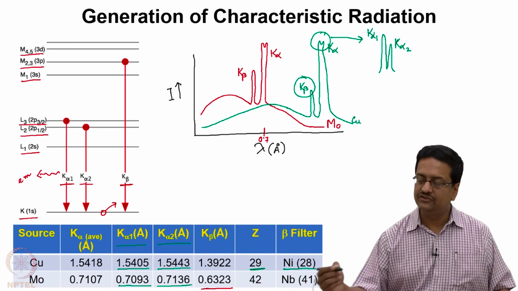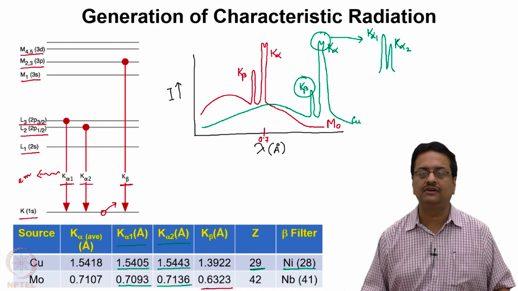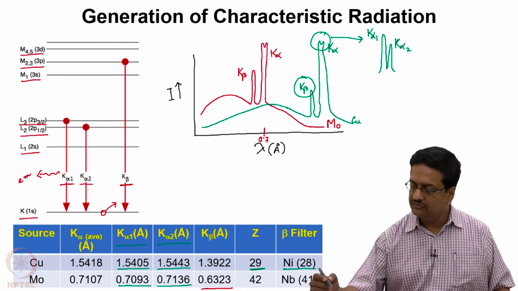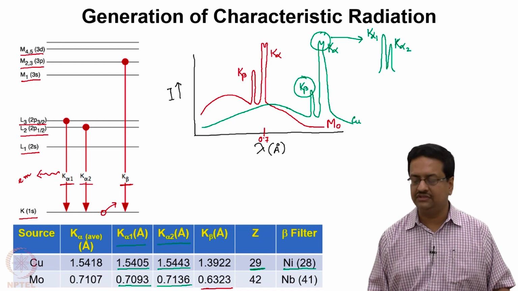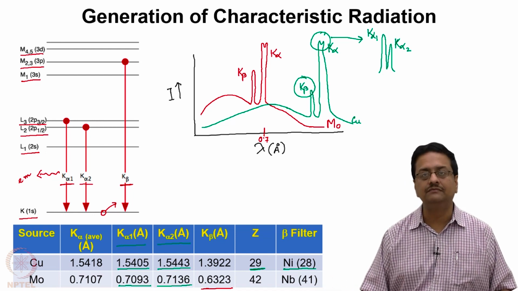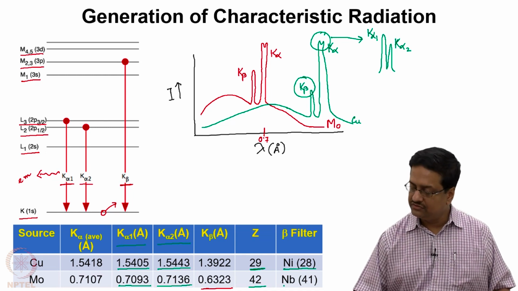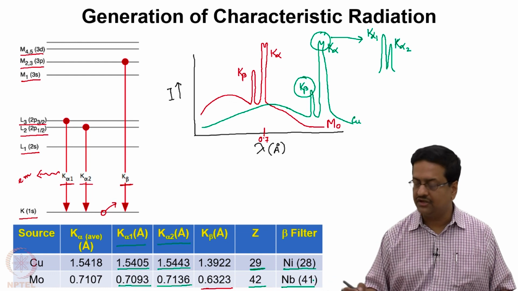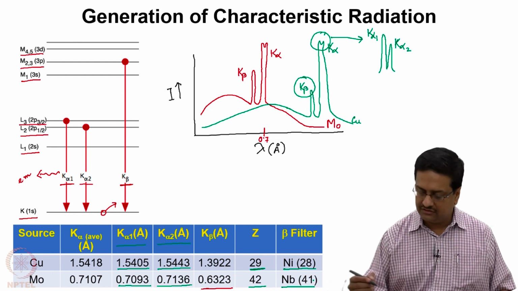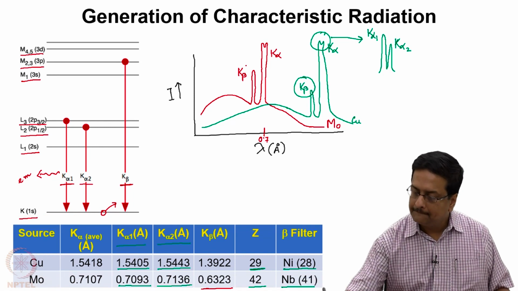Nickel absorbs K beta radiation completely and allows K alpha to pass through. So we can eliminate K beta using a nickel filter. In the same way, for molybdenum, which has atomic number 42, we can use niobium having atomic number 41 as a filter, which will then remove the K beta of molybdenum.